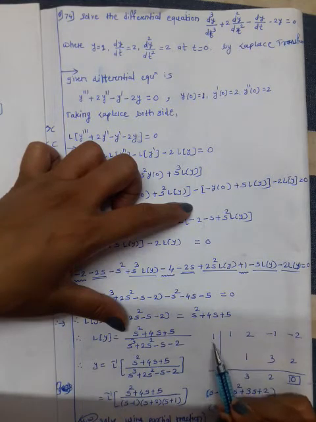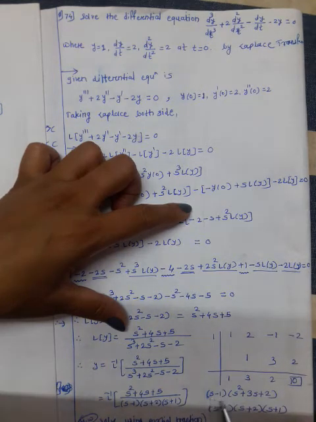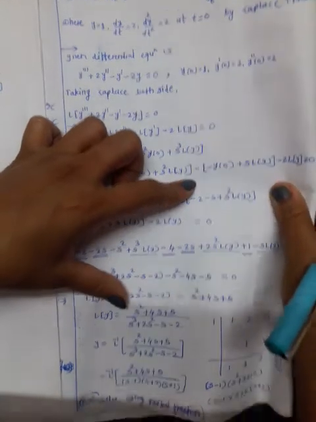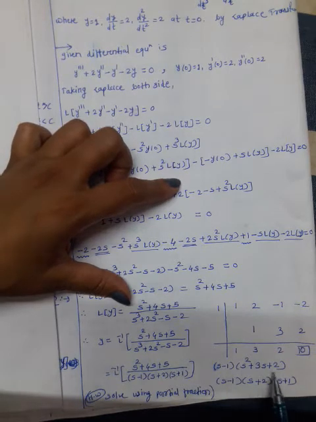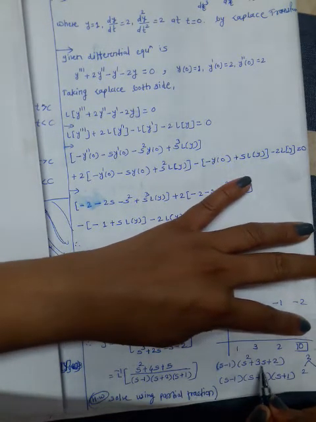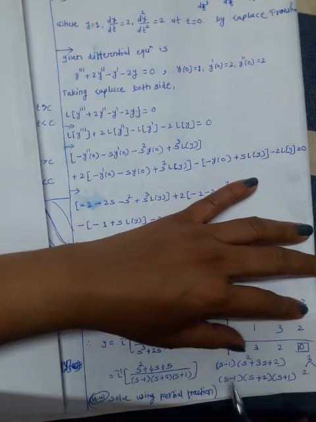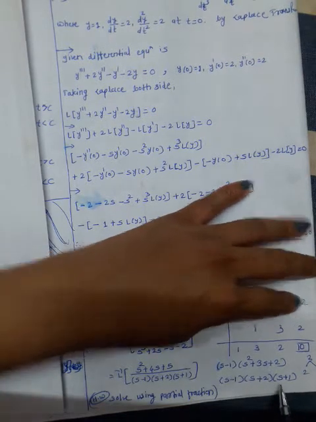That's why 1 is a root of this equation, that's why s minus 1 is one factor of this term. The rest of the two factors can be calculated from these three numbers, that is s square plus 3s plus 2. This is a quadratic, and it can be factorized easily. The two factors are 2 into 1, and 2 plus 1 is 3. That's why the factors are s minus 1, already calculated above, and these two factors are s plus 2 and s plus 1.